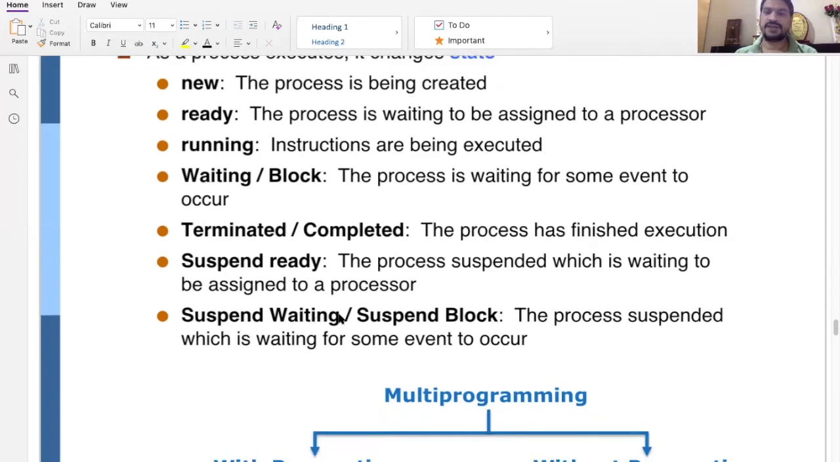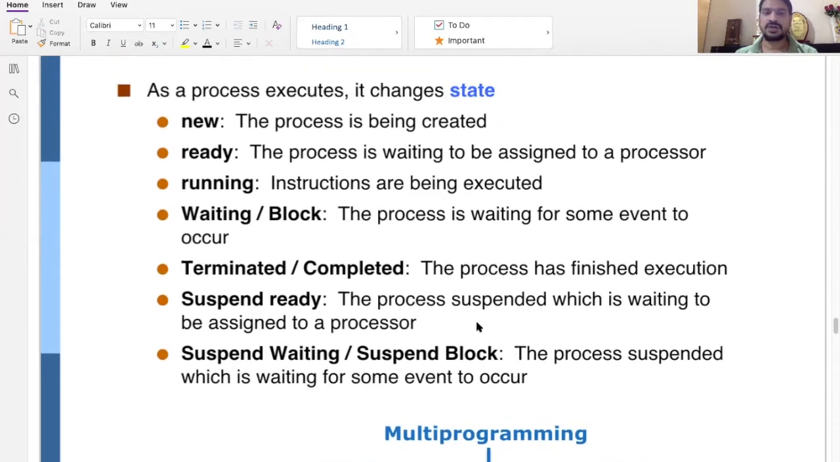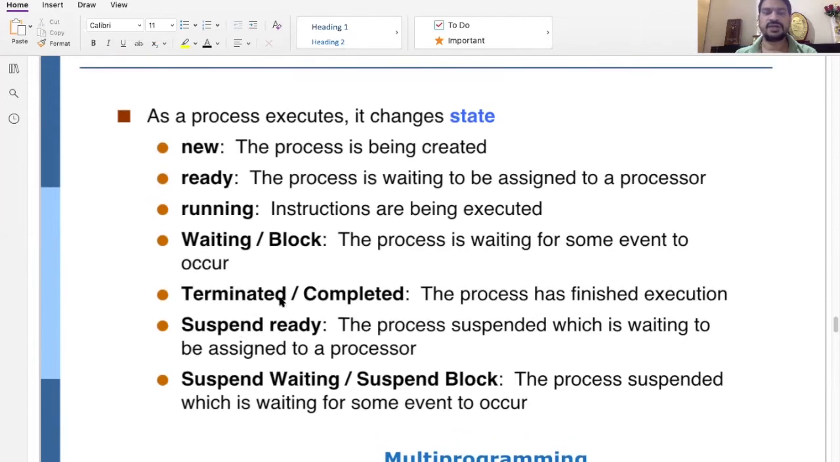Then we have suspend waiting or suspend block state. When a process is waiting in the waiting state, and from that state we suspend the process, that particular process will be in the suspend waiting or suspend block state. Okay. So a process could be in any of these states. If one process has just been created, it could be in any of these states. So let's see one by one.